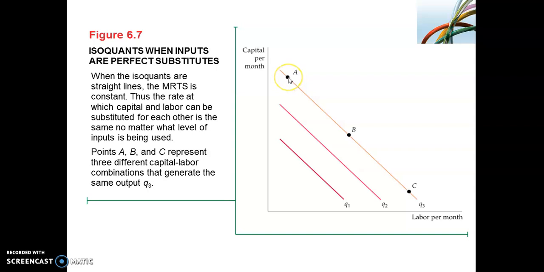So at point A, you have a situation where a lot of capital is being used and less units of labor. And at point C, more labor input is being used and less capital. And B is a combination of the both, but all three of these points on Q3 achieve the same level of output, no matter what the level of input being used. So A, B, and C represents three different capital labor combinations that generates Q3.